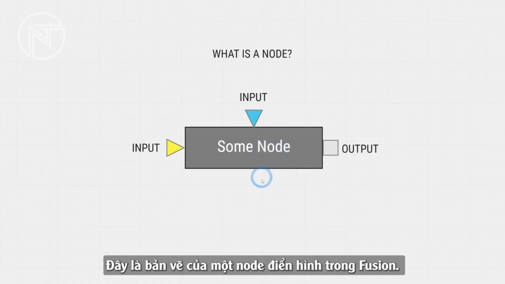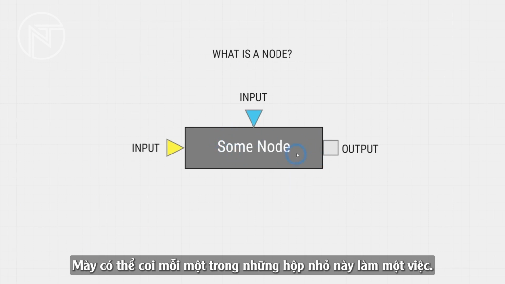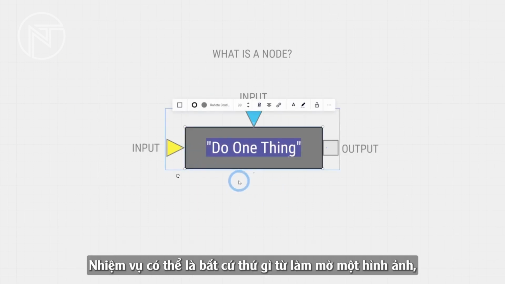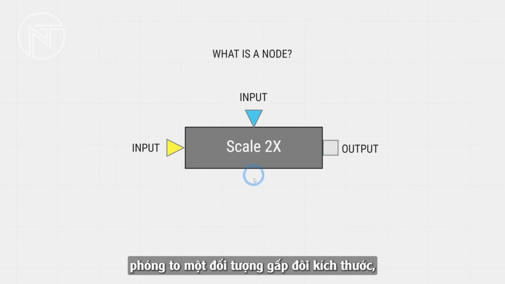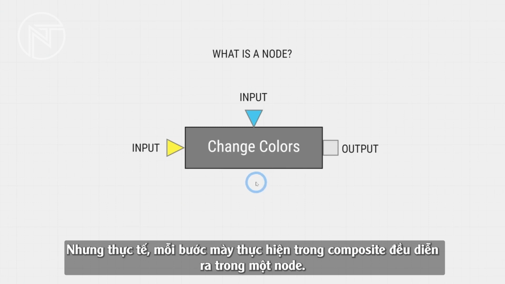Here is a drawing of a typical node inside of Fusion. And put real simply, a node is really just a step in a process. You can think of each one of these little boxes as do one thing. Every node pretty much just has one major job that it does. The job could be anything from blur an image to scaling something twice its size to changing something's colors. But really each step that you do in a composite happens in a node.